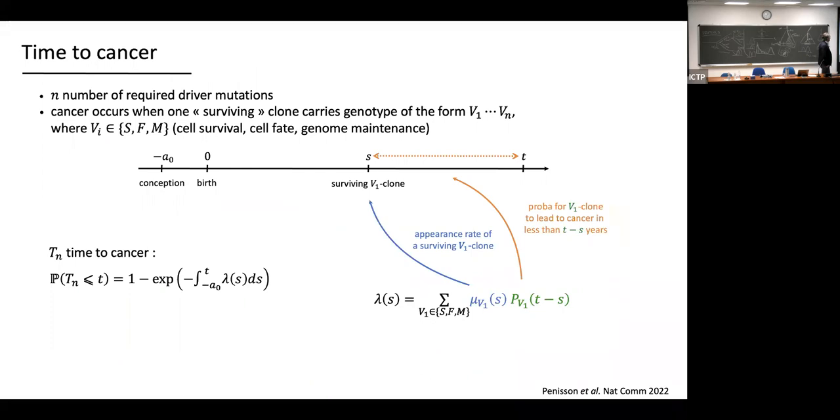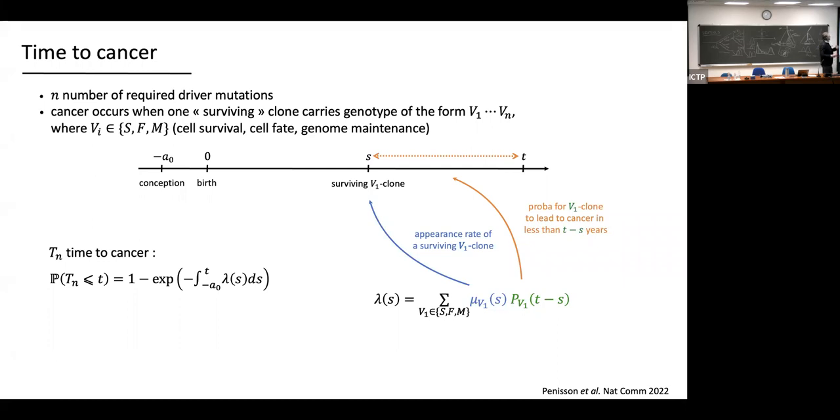And so if you consider the occurrence of cancer, we can assume that there is a number n of required driver mutations that you have to acquire in order to get to cancer. I told you typically this number is between 1 and 4. Often for solid tumors it is 3, and for liquid tumors it is 2. And now we consider this requirement.